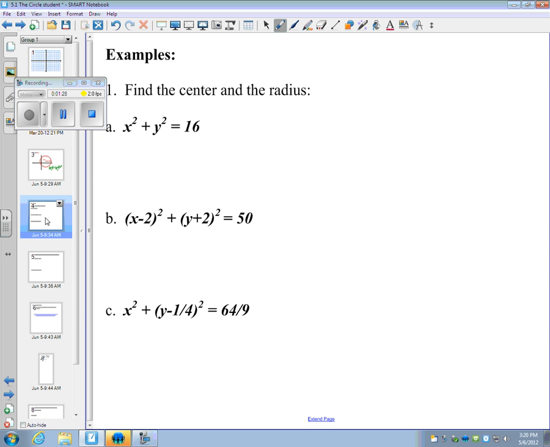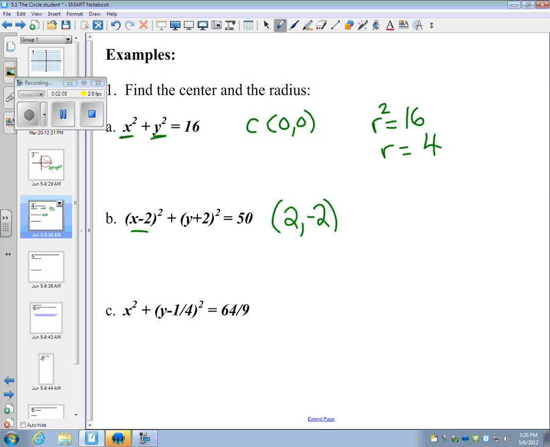Now we're just getting used to that formula and seeing what this means if we were to draw these circles. Because there's no minuses or pluses in the squared terms, we know that the center here must be 0, 0. Its radius is what we're trying to figure out. We know that r squared is equal to 16, so r must equal 4. And a radius is always positive. We don't have to worry about a negative radius.